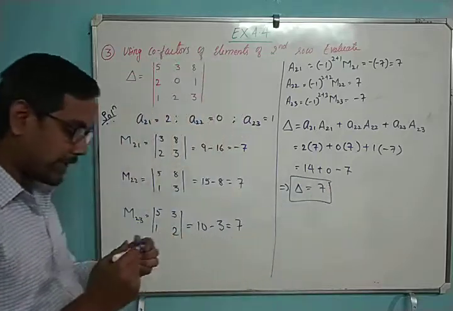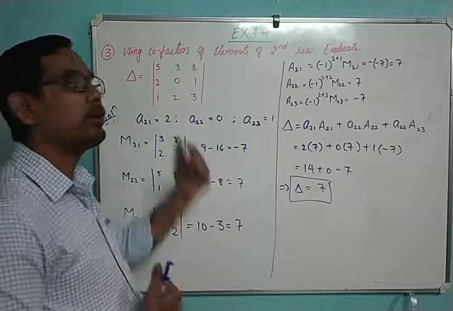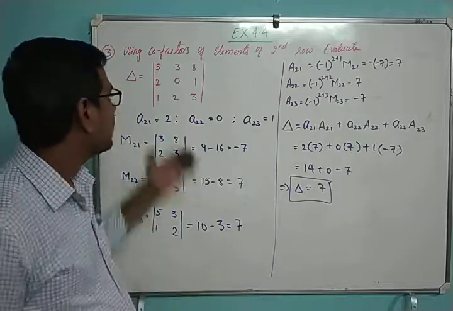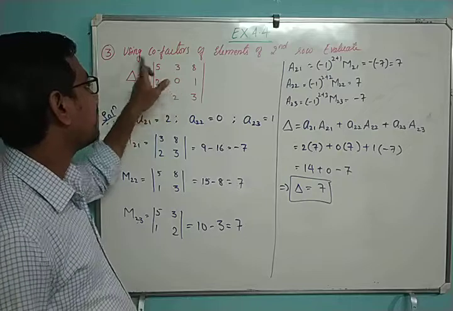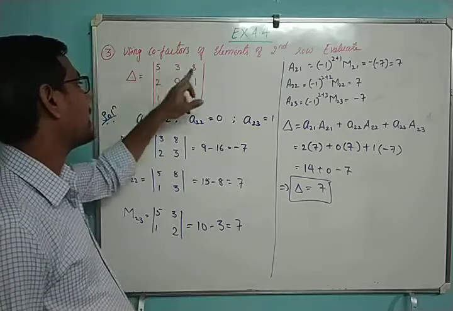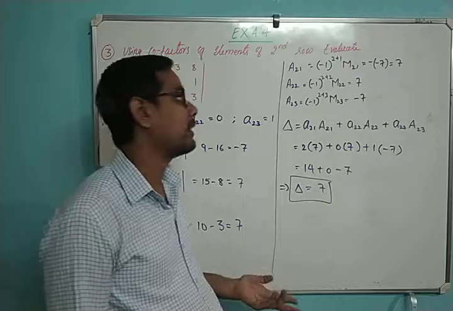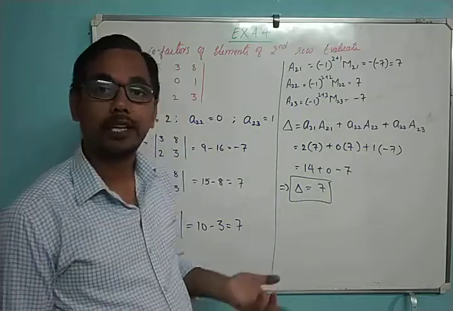Generally we are calculating determinant, right? When we use the first row, what we are doing? 5 into leaving this row and this column, this determinant, minus 3 into leaving this value and this value, this determinant. That is nothing but using the cofactors of first row.